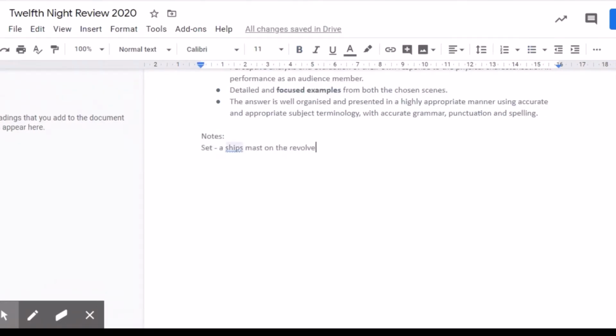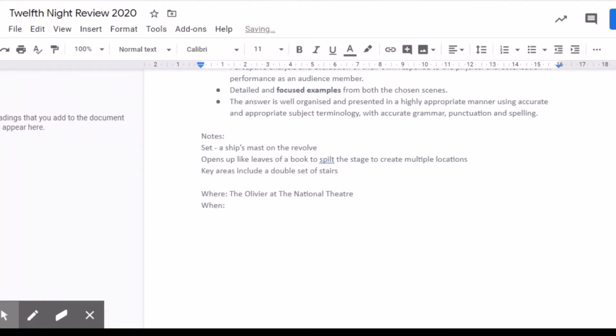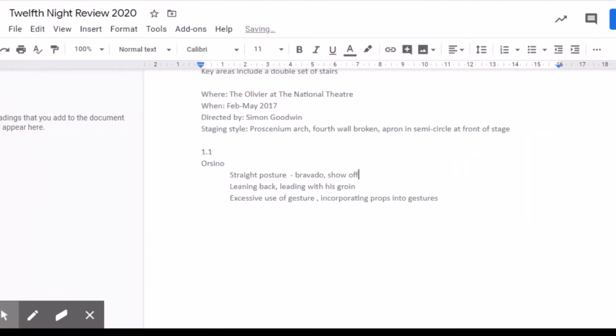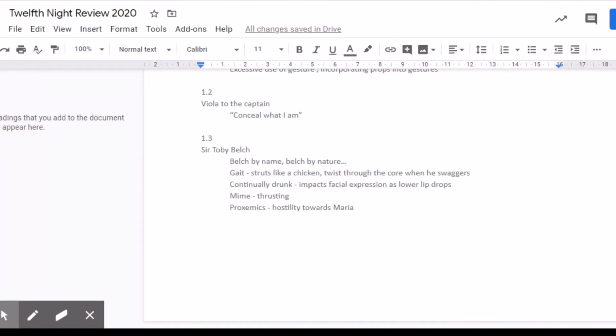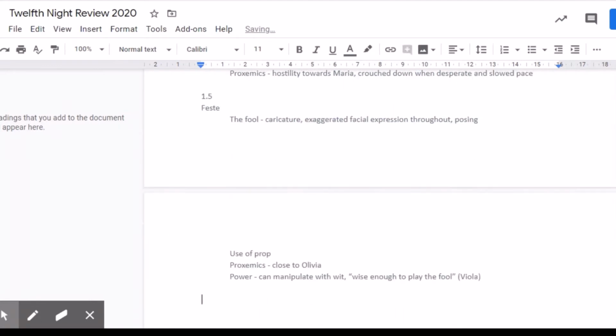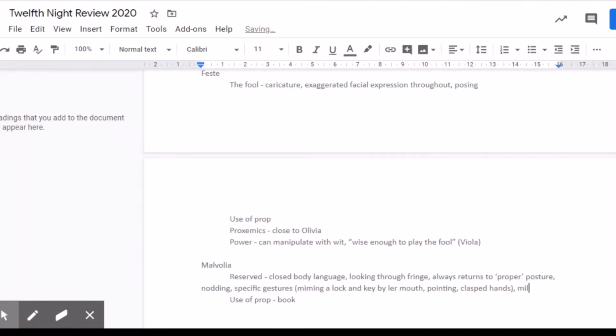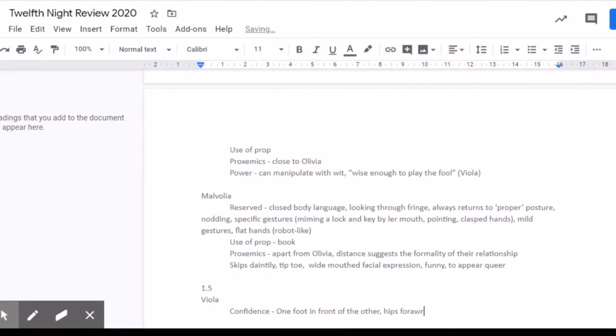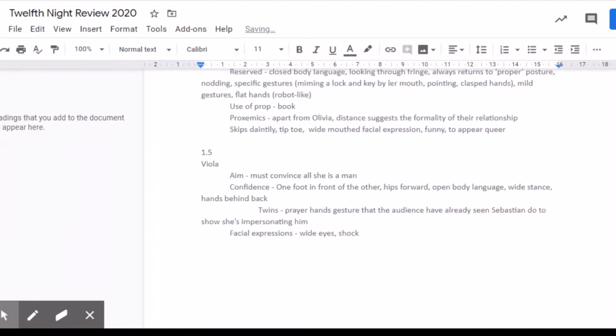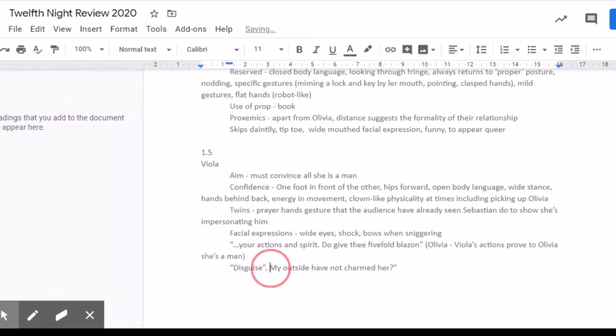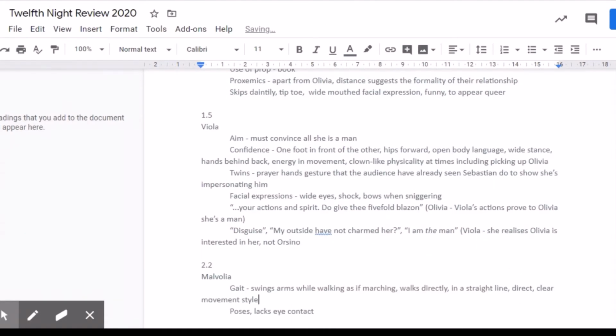I'm now going to reorder my notes so that they are clear and logical, and I'm going to start with the key things, so who directed it, when was it on, where was it performed, and also the style of staging. I'm laying my notes out scene by scene just because the chronology of it makes sense to me, but if you wanted to organise it as characters and then have different scenes for different characters, that's also okay, but anything that makes sense to you.